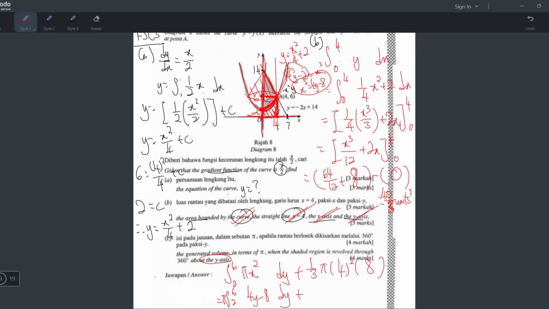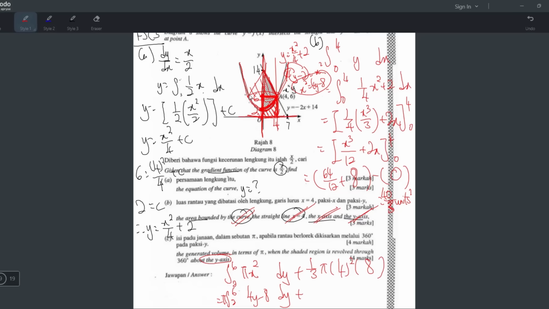Because if it's a hemisphere, the radius here and the radius here should be the same. But if you look, the distance here is 4 units. Here is also 4 units, right? But it's not guaranteed, because this curve, you don't know whether it's like a hemisphere or not.